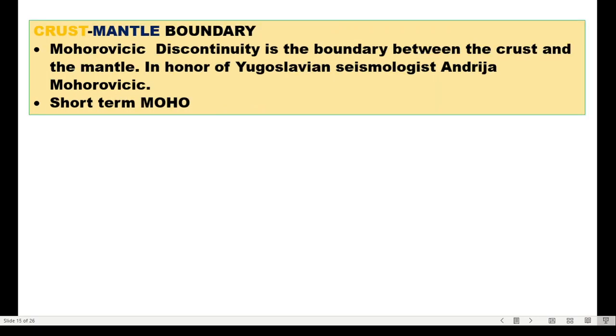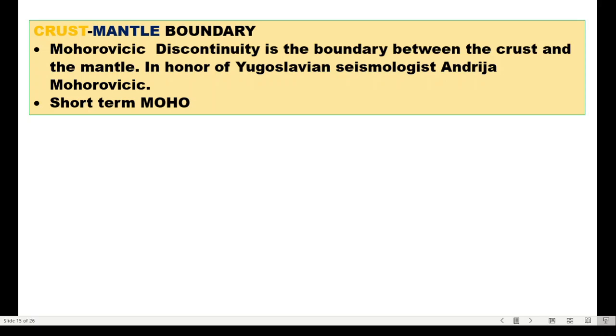Next, merong boundary na naghahati bago tayo makarating ng mantle. So, ang tawag doon, crust-mantle boundary. This is called Mohorovičić discontinuity. It is the boundary between crust and mantle, in honor of Yugoslavian seismologist Andrija Mohorovičić. Ayan, short term for MOHO.